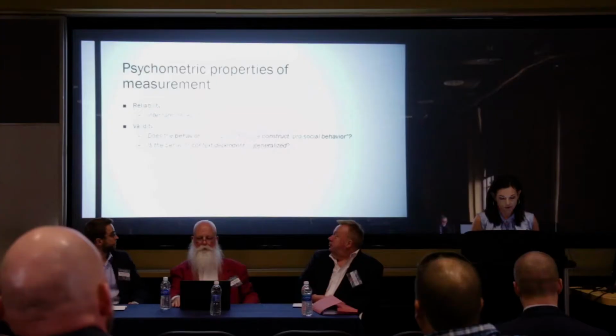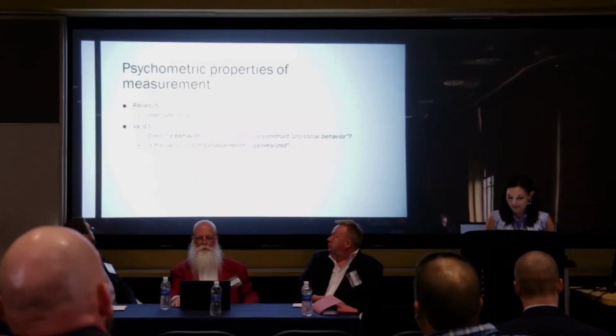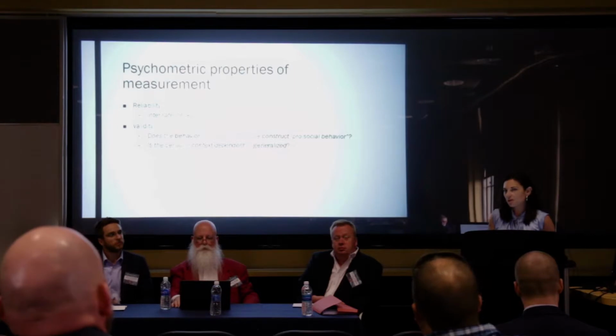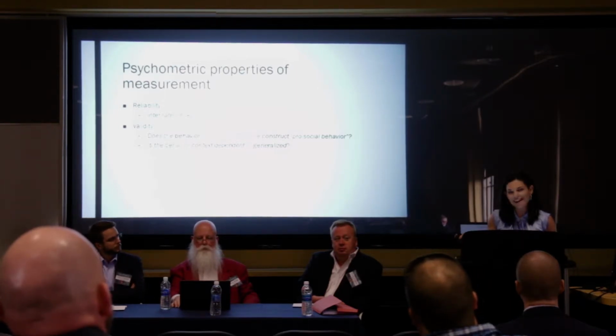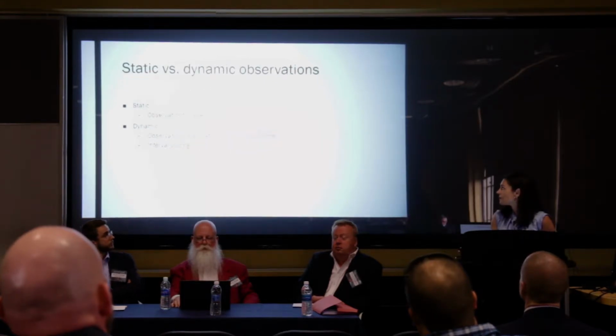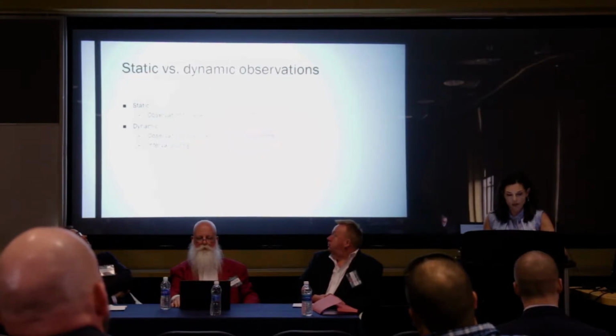So, for example, if we want to measure the construct pro-social behavior by observing the number of times someone smiles at another person, we have to ask whether or not the behavior of smiling is representative of the construct pro-social behavior. We also want to consider when we're measuring a construct, is that construct context dependent, or is it stable across contexts?